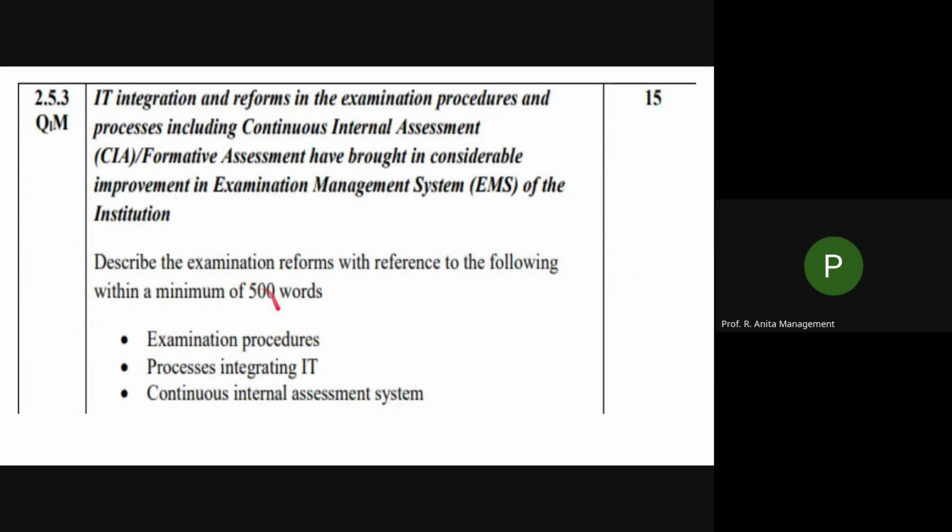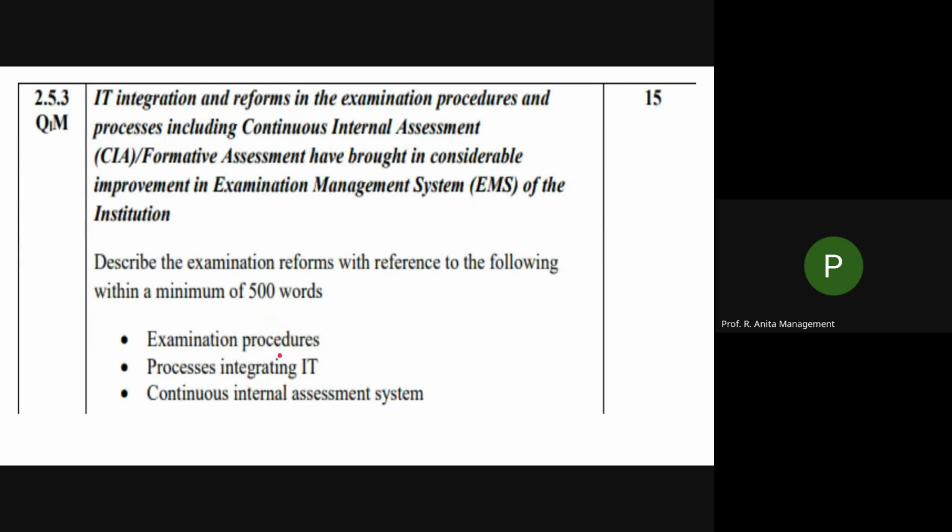where you will be writing under these 3 subheadings. What is your procedure? How much internal, how much external, what is the percentage of marks, and how do you conduct internal, whether you have two internals, average is taken. So clearly you have to mention about your examination procedure in your first subtopic.